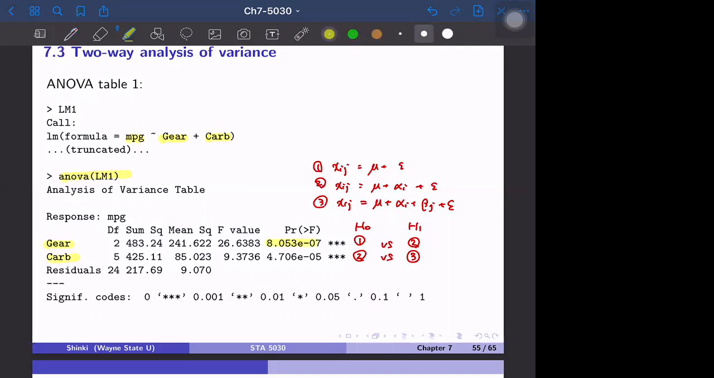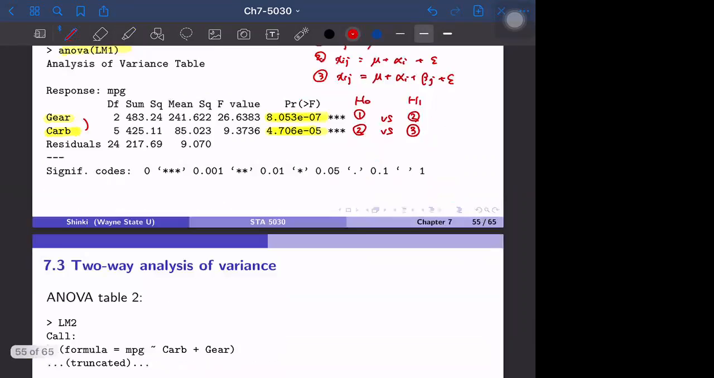The p-values are here, and both are really significant. So gears are at first useful to explain the MPG. And on the second line, even after we accounted for gear, the carburetor still has additional information to explain the MPG. So that is the interpretation of this ANOVA table. That means if we change the order of gear and carburetor, then our result becomes different.